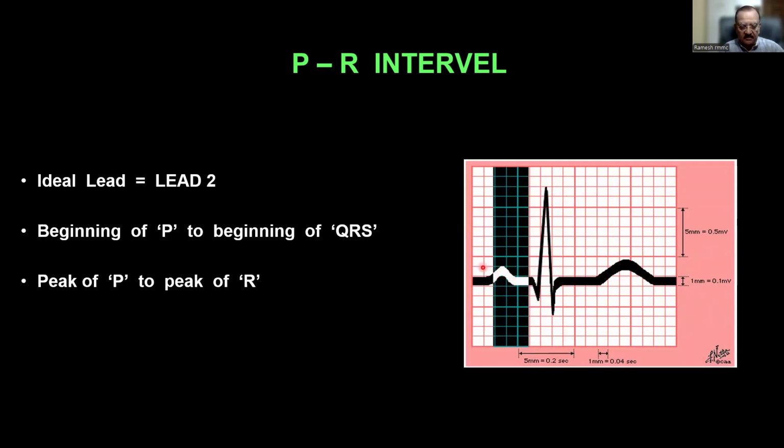Sometimes you can also measure from the peak of the P wave to the peak of the R wave. Both will be almost correct. Both ways are correct, but the correct technique is from the beginning of the P to the beginning of the QRS. That is the PR interval. What is the normal value?